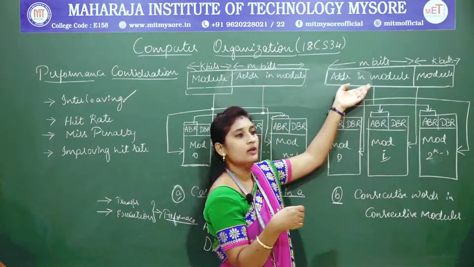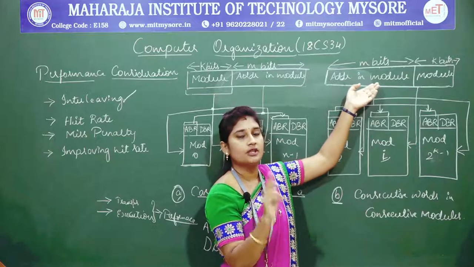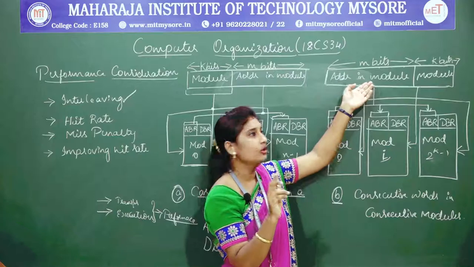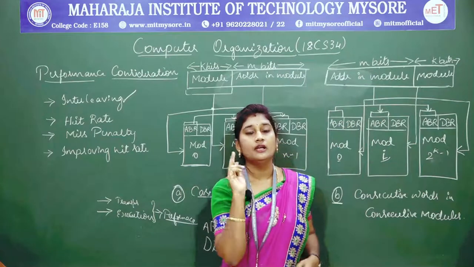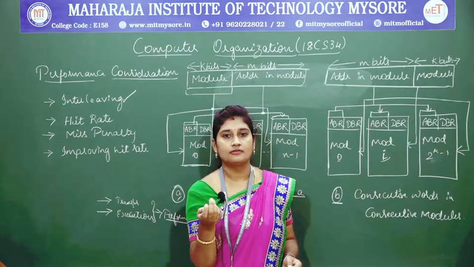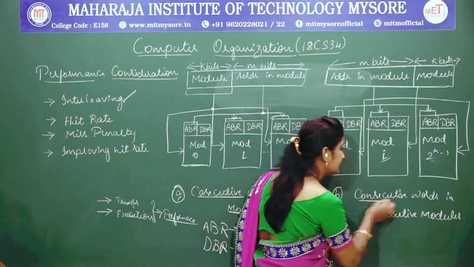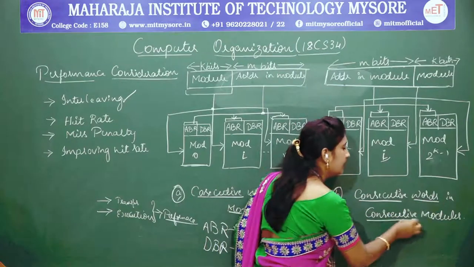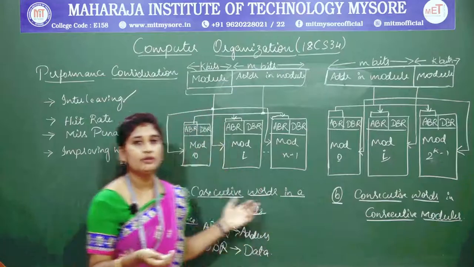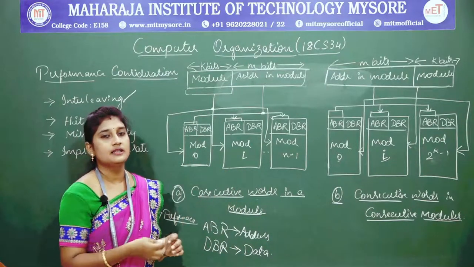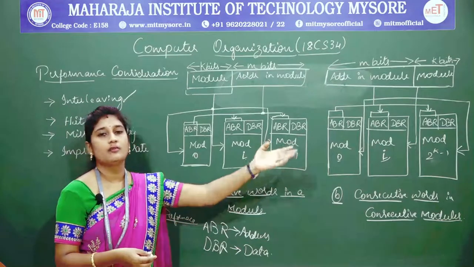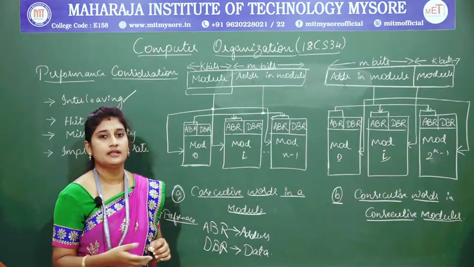That is, firstly you will be specifying the address of the particular word or particular byte of the module, and then in the lower order bits you will be specifying the address of the module, so that you can access the consecutive words in consecutive modules. So compared to your first case, the access time can be improved still more by fetching the words from different modules simultaneously.